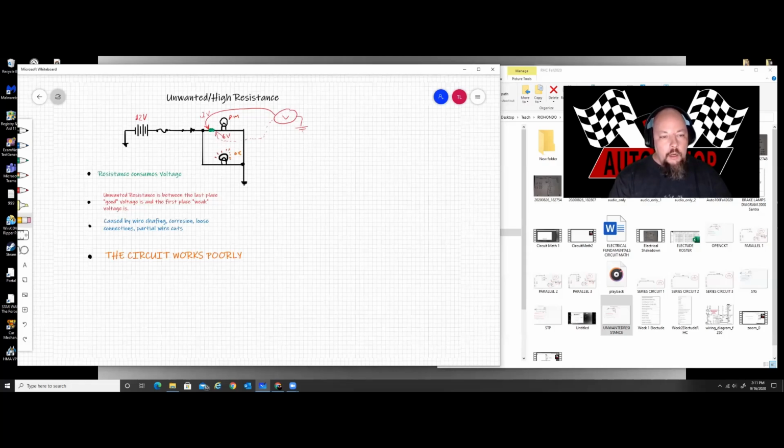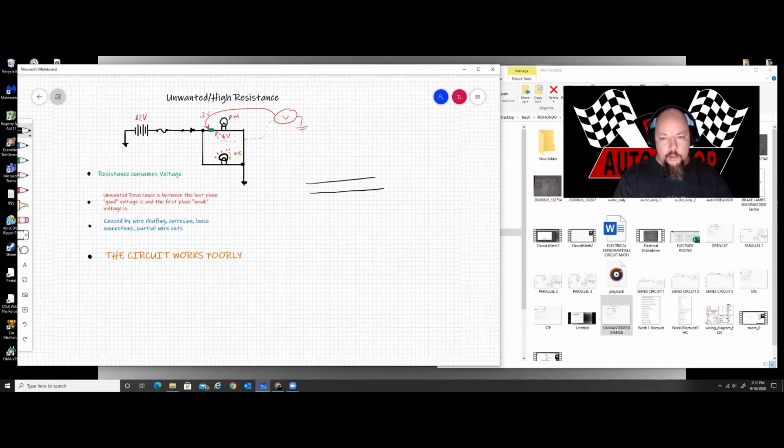High resistance can be caused by wire chafing, corrosion, loose connection, or partial wire cuts. The difference between a partial wire cut and chafing is that a cut would be from a tool on accident or something, and chafing is when wires rub up against metal like this. Just to give a little bit of an illustration here.